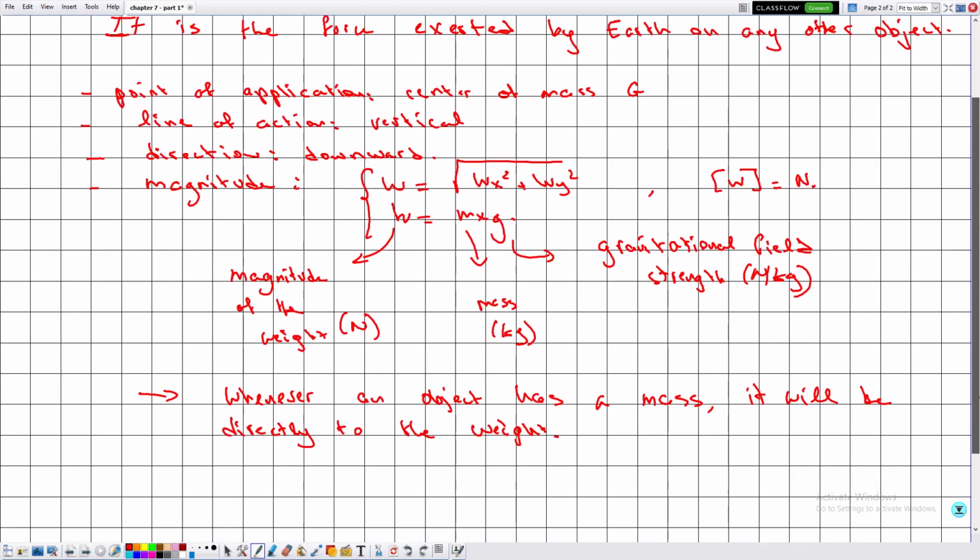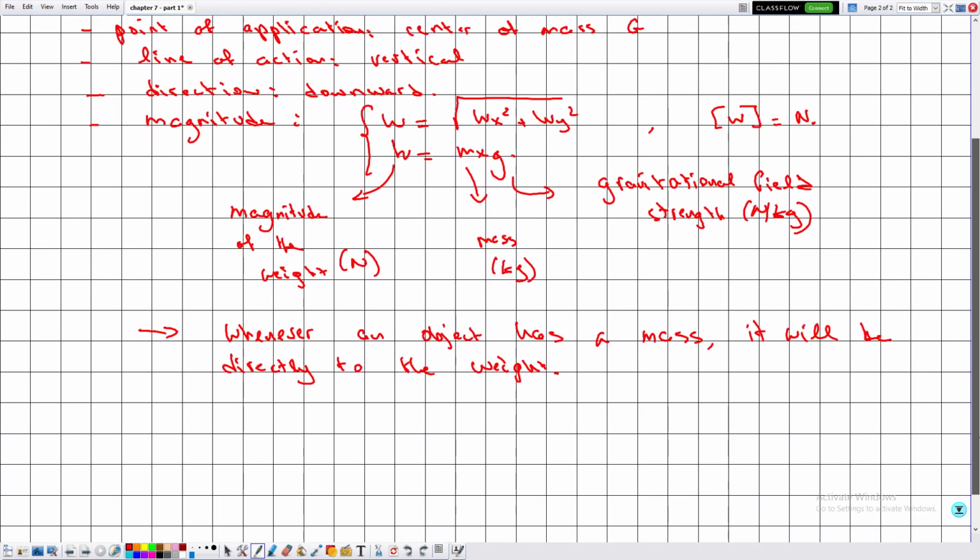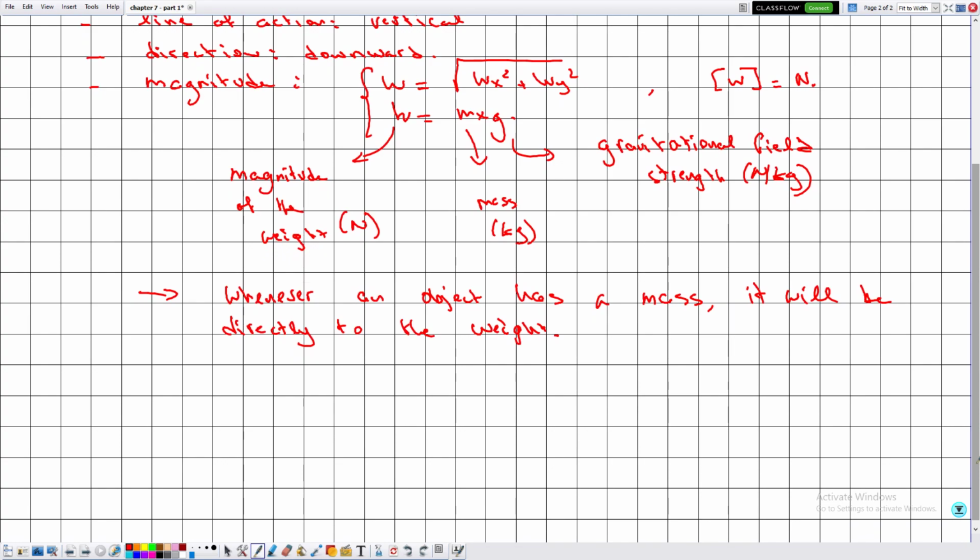Now let's move to the next force, which is the tension. So section number 5, tension denoted by the T vector.